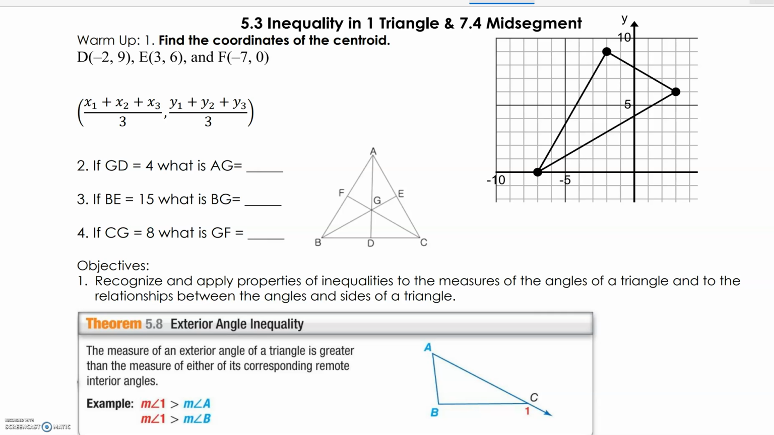So in this lesson, 5-3 inequalities in a triangle and 7-4 midsegment. Go ahead and start with your warm-up 1 through 4. Push pause, try it, and then push play and check when you're ready.